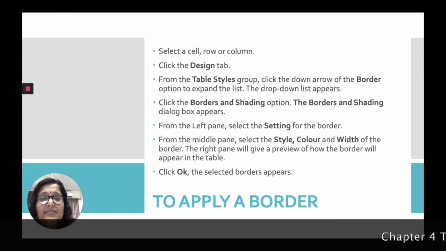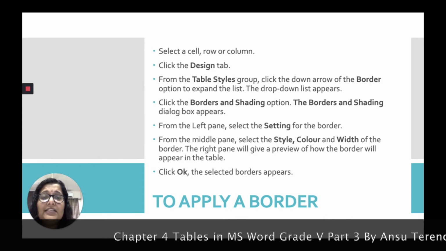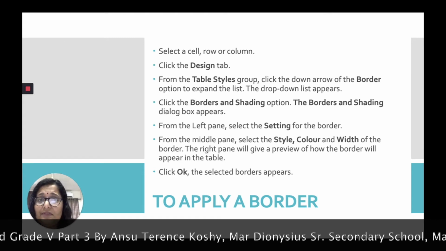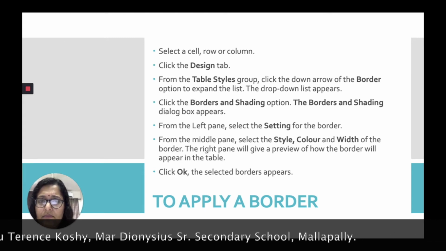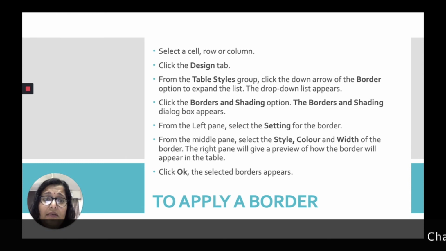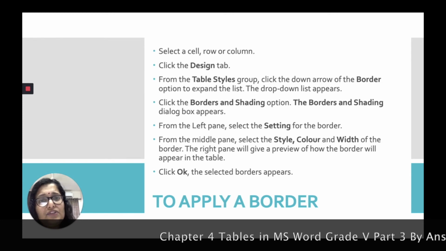From the Table Styles group, click the down arrow of the border option to expand the list. The drop down list appears. You have to select the cell, row, or column. Click on the Design tab. From the Design tab, you have to click on Table Styles, and in that a drop down arrow comes. You have to click on the Border option. Click the Borders and Shading option.